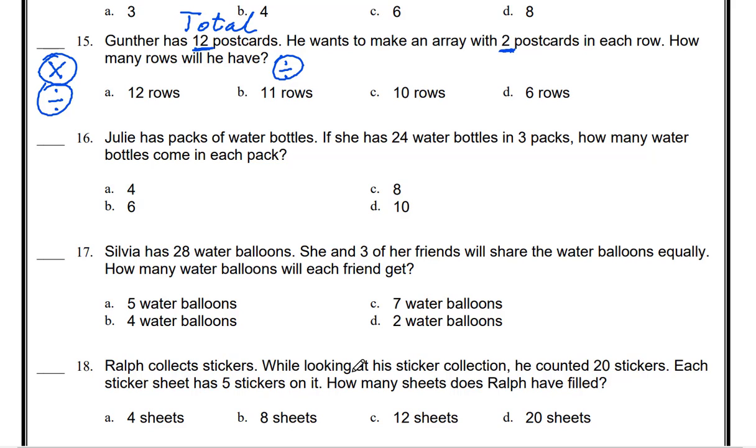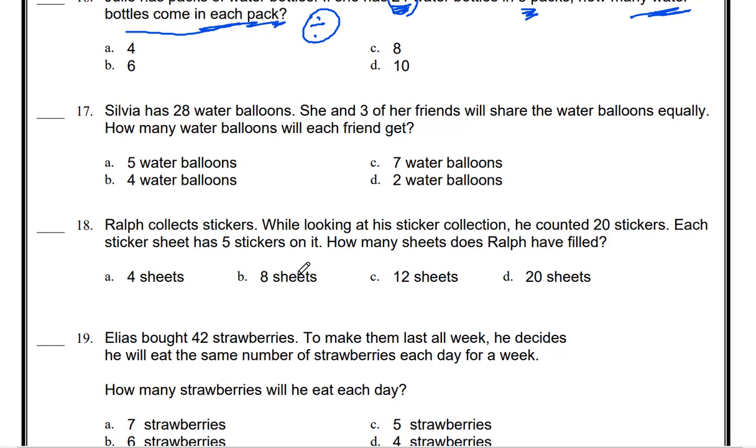Okay, for the next question, Julie has packs of water bottles. If she has 24 water bottles in 3 packs, how many water bottles come in each pack? Okay, I will ask again the same question. The number of water bottles in each pack is more or less than 24? Of course, it's less. So 24 is the total. If you have the total, so divide. Okay. The same for all questions. My heroes, do the same with all these questions. You will find it the same idea here.